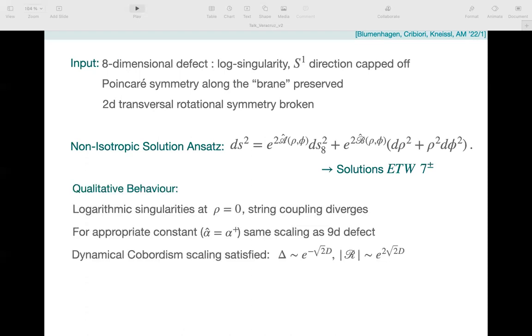And I want to say that the qualitative behavior is exactly what one would expect. So we have these logarithmic singularities at rho equals 0. We can show that the cobordism relations are verified with the exact same scaling. So this is not a coincidence, it's the exact same numerical value that is arising also in the previous solution.